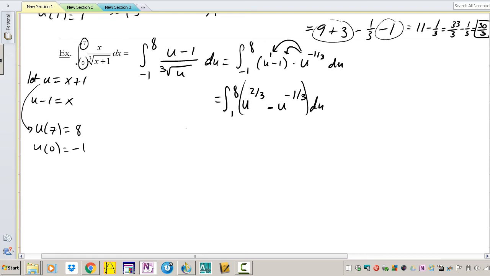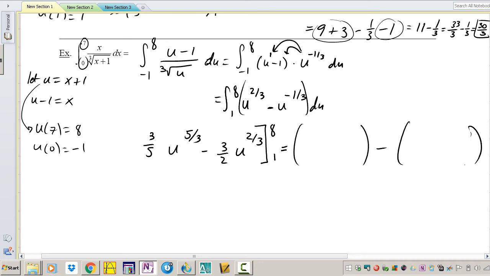u to the 2/3 will become u to the 5/3 times 3 over 5, minus u to the 2/3 times 3/2. And we're doing definite integration, so it's from negative 1 to 8. So let's go ahead and apply it. 3 over 5 times 8 to the 5/3 minus 3 over 2 times 8 to the 2/3.